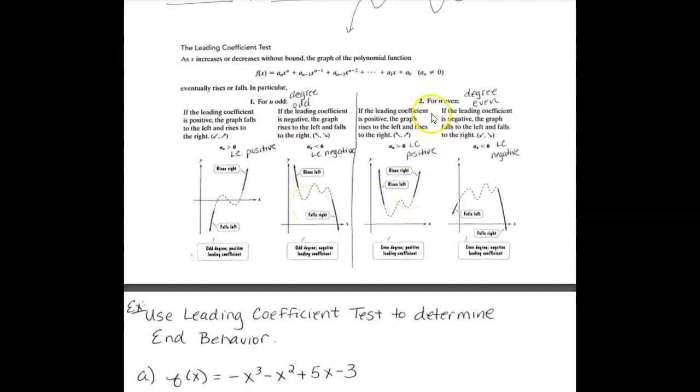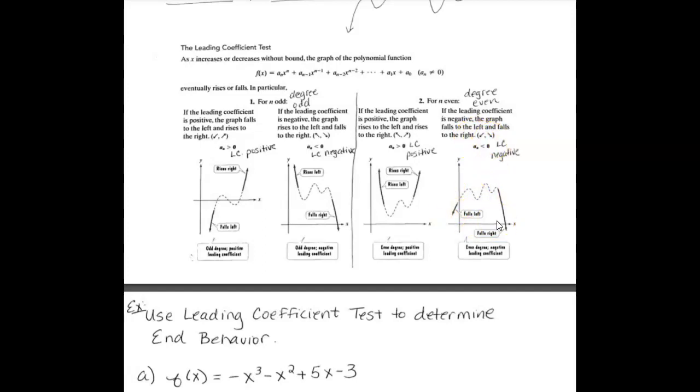For the even degree case, the ends are going to point in the same direction. So if n is even, meaning that your degree is even, if the leading coefficient is positive, the graph rises to the left and rises to the right. So it's going to go up on both ends, like this one. If the leading coefficient is negative on an even degree, it's going to fall to the left and fall to the right, so point down on both ends as this one does.